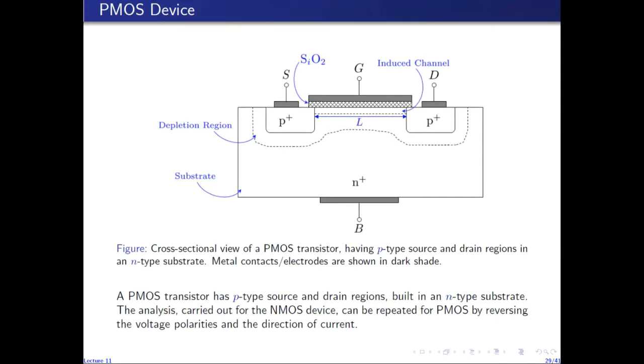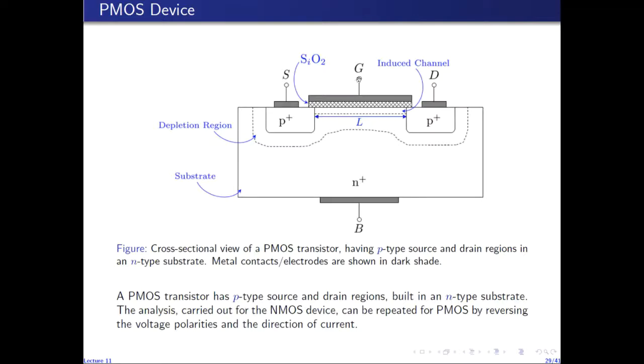A similar analysis can be carried out for a PMOS transistor, the cross section of which is shown in this diagram here. So a PMOS device consists of P-type drain and source regions, which are grown or built in an N-type substrate. So applying a negative gate voltage with respect to the source repels the electrons right under the oxide layer away from this region.